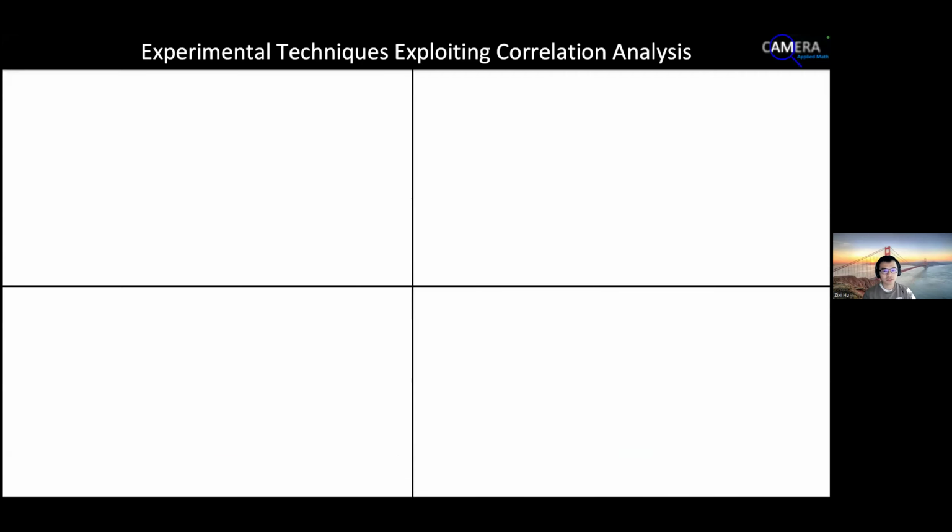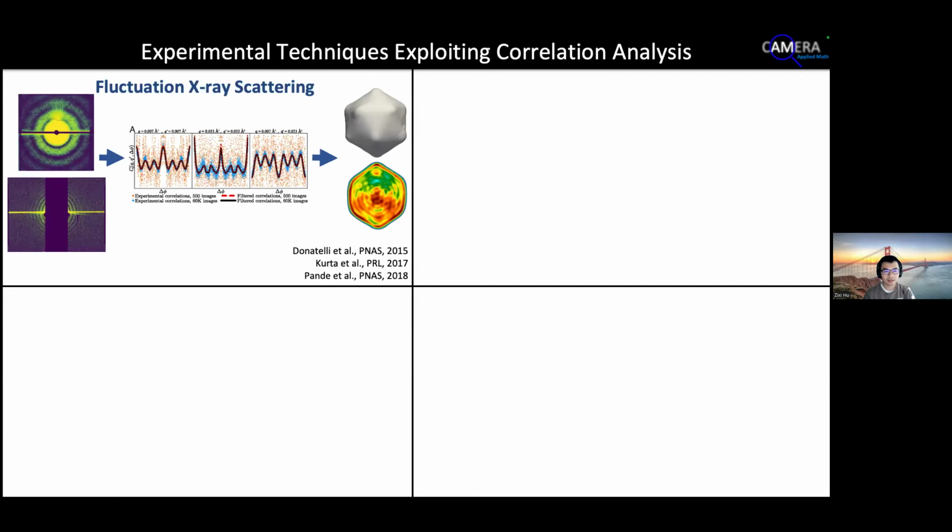So nowadays, correlation analysis has been applied in many experimental techniques. These techniques take advantage of the unique properties of correlation analysis, allowing us to gain information into systems that may otherwise be challenging to study using the collected images alone. So the first example is fluctuation X-ray scattering. This is a powerful technique for structure determination.